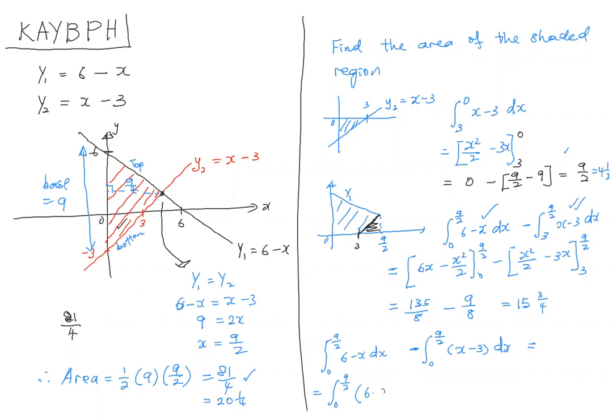6 minus x, take away x minus 3. So you can simplify it. It becomes 9 minus 2x. So you try to key in your calculator, FNINT, and see whether you get the same answer or not. It doesn't matter whether the area is below or above the x-axis.